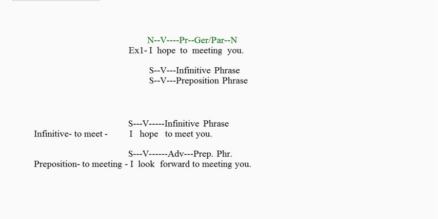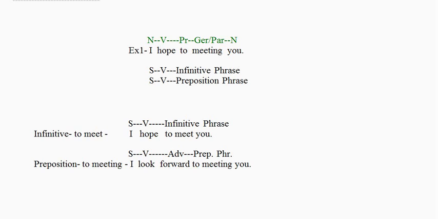For the first example, we have, I hope to meeting you. I have already broken down the word forms and given two possible sentence patterns, but I think that this method isn't effective here because this is more of a vocabulary-based problem. Certain verbs, nouns, and adjectives can be used with the to as an infinitive, others can be used with it as a preposition, and some can be used in either form.